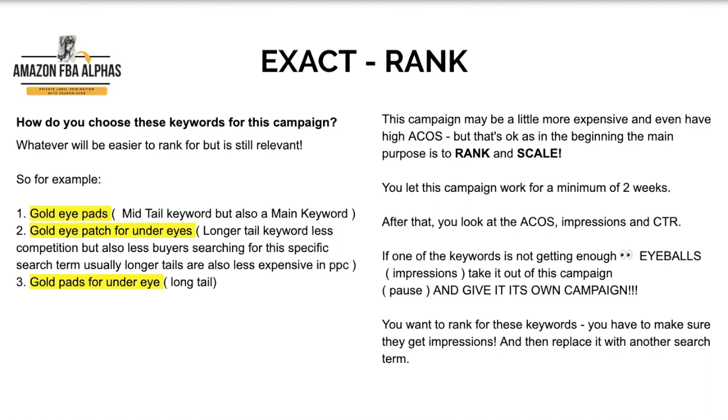And after 2 weeks, you've pulled out a search term report, and then suddenly you see that gold eye pads and gold eye patch for under eyes had 5,000 impressions each, and then gold pads for under eye only had 2. Gold pads for under eye isn't getting any impressions right now. So you would take it out of there and you'd give it its own campaign, because you want to rank for that keyword and you want to give it a chance to convert well. And then from there, you'll then optimize that campaign as well. Make sure that it's converting there and it's getting impressions, etc.